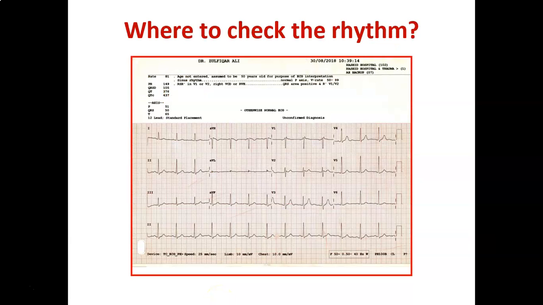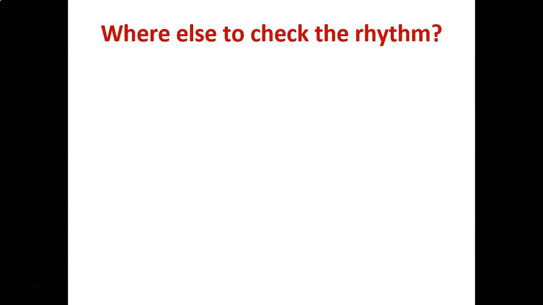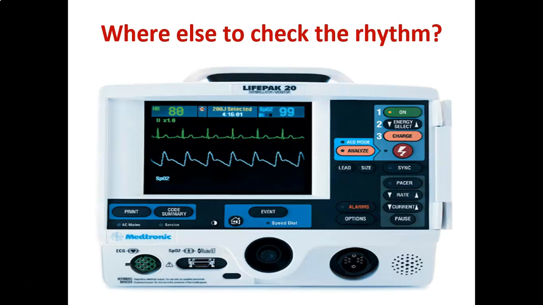So first question, where to check the rhythm? This is an ECG paper. Which part of the ECG paper are we going to check the rhythm? Obviously, it's on the bottom of the ECG paper, which is called the rhythm strip. Where else can we check the rhythm? In clinical practice, in your hospital setting, obviously your monitor defibrillator.